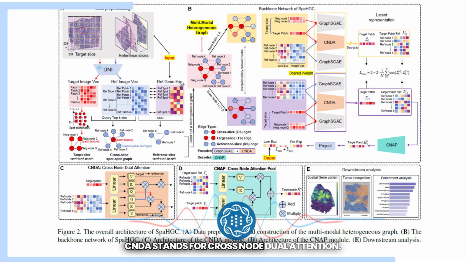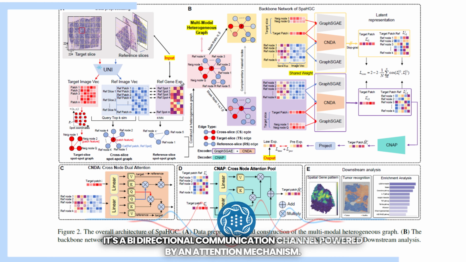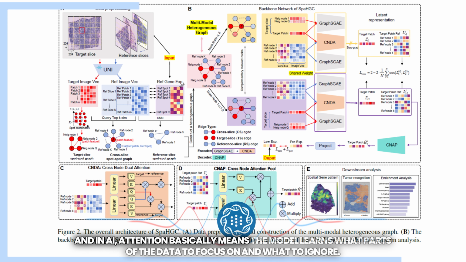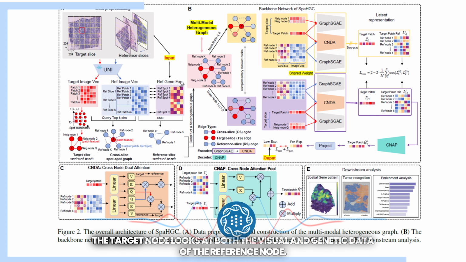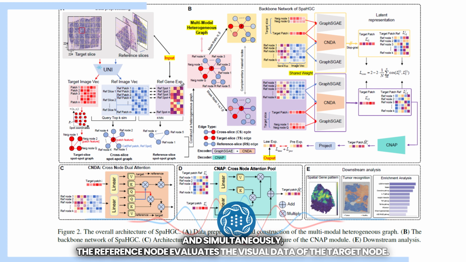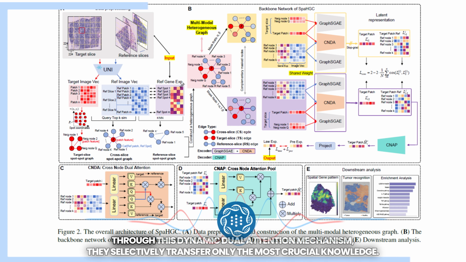CNDA stands for cross-node dual attention. It operates specifically on those bridge connections, so the text messages to the VIP room. Right. It's a bidirectional communication channel powered by an attention mechanism. And in AI, attention basically means the model learns what parts of the data to focus on and what to ignore. Bidirectional meaning the target patient and the VIP reference expert are actively examining each other. Precisely. The target node looks at both the visual and genetic data of the reference node, and simultaneously the reference node evaluates the visual data of the target node. Through this dynamic dual attention mechanism, they selectively transfer only the most crucial knowledge.